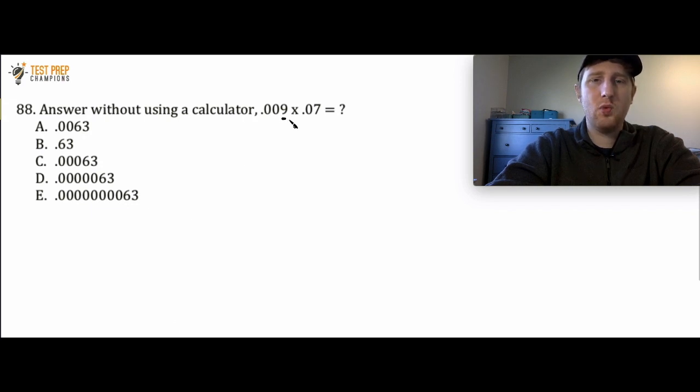Okay, so for a question like this, my approach would be to first think about what is 9 times 7. Just ignore the decimals and the zeros and first think, what's 9 times 7? Well, 9 times 7 is 63.